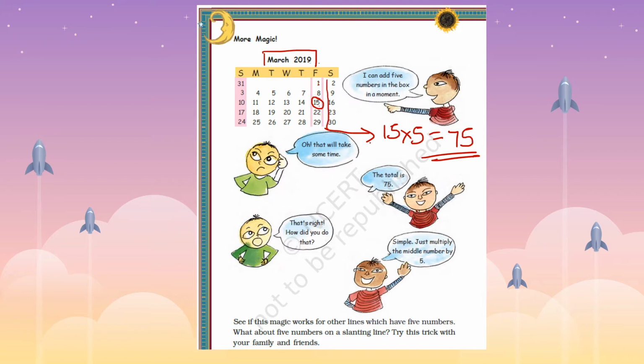Similarly, this column also has 5 numbers. Take 16, multiply it with 5 and we will get 80. And you can cross check it by adding these numbers. So this is a faster and interesting trick, right? Now the same thing happens with diagonals as well. If we take this diagonal with 5 digits, the same trick will apply. 13 into 5, right? The same trick will apply on this diagonal as well. But remember, it has to be 5 digits.